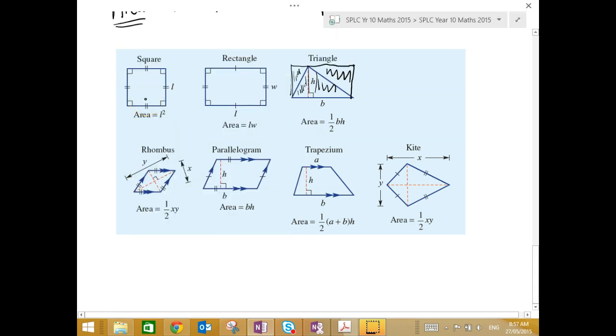Anyway, why is it half of x by y? Again, if I put a rectangle in that's x by y, can you see how I've got 4 triangles inside and they all correspond to 4 triangles on the outside? So it's half of that rectangle again. The kite, same principle, we'll just jump over to the kite. 4 triangles inside the kite correspond exactly to 4 triangles outside the kite if I make a rectangle x by y. So that's why the rhombus and the kite have the same rule.